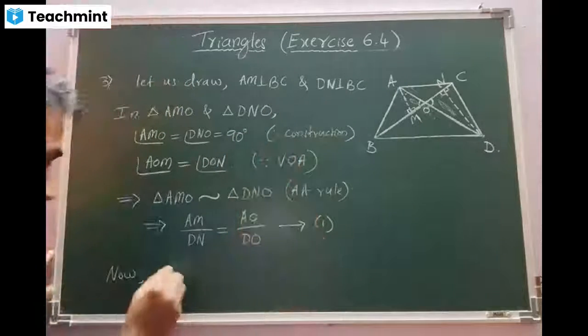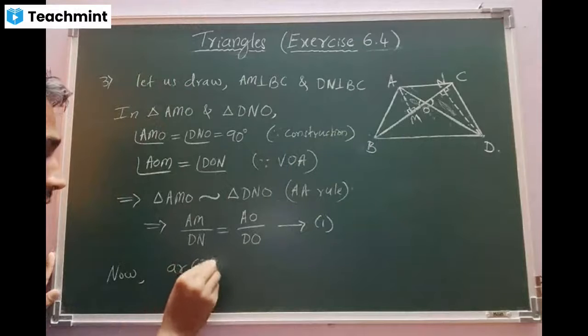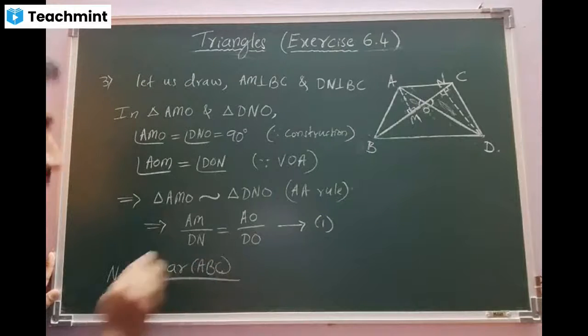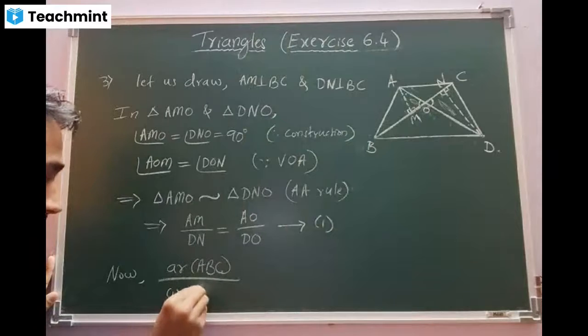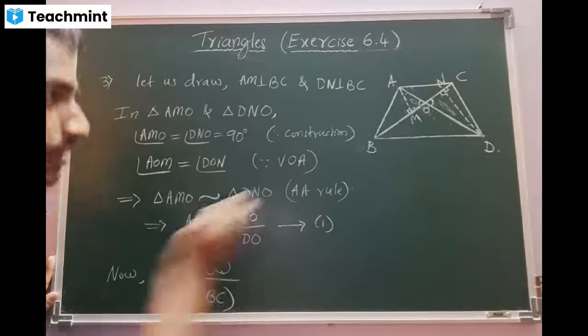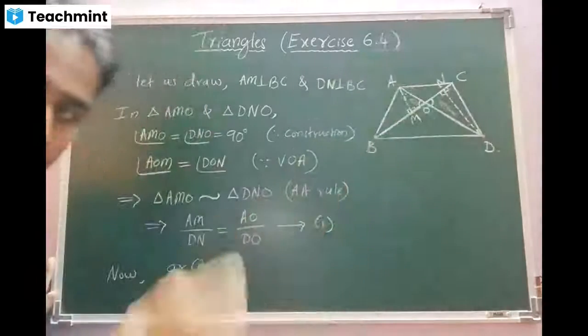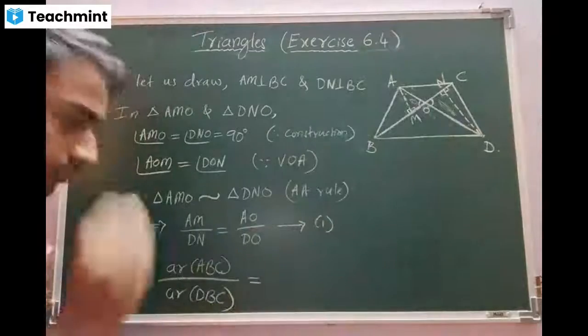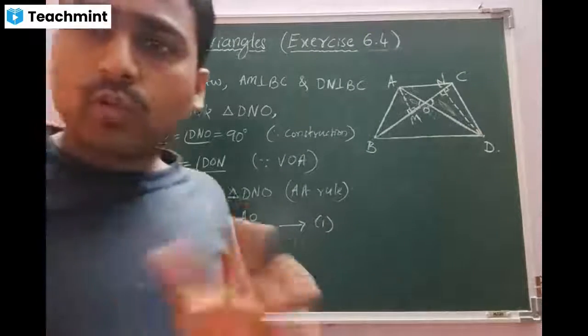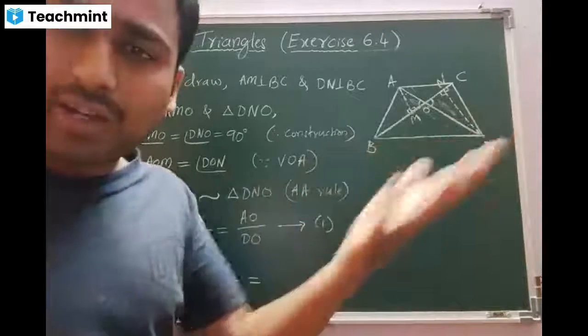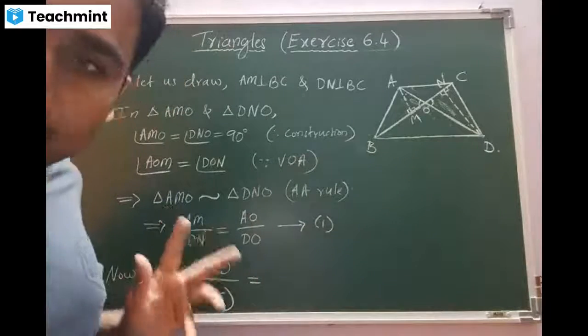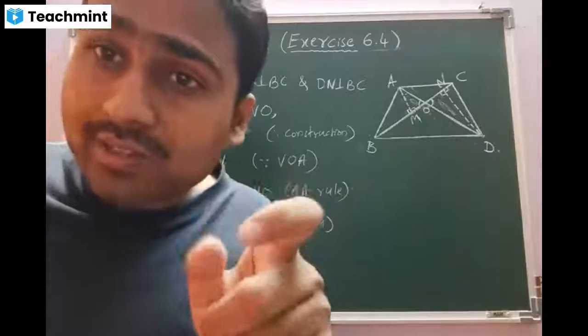We want the ratio of the area of ABC, the upper triangle, divided by the area of triangle DBC, the lower triangle. Am I right? Yes, sir. Here, beta, I cannot use the similarity. I cannot go for AB square by CD square, whatever. The reason is these are not similar. But I can go for the general formula.